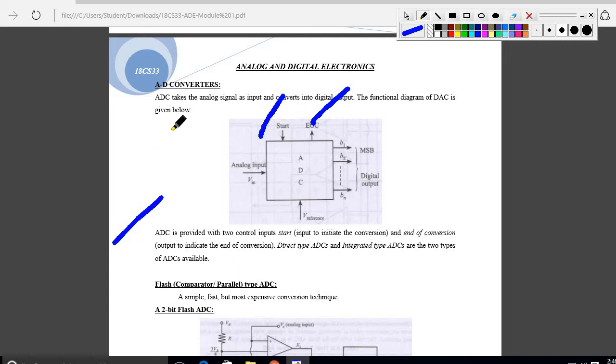So the AD converter is mainly to convert the analog signal into a digital signal, and the block diagram of the AD converter looks like this, consisting of the analog input and the digital or binary outputs. When V reference has been given to the ADC, and the conversion has to start from start, EOC represents end of conversion, which results in the output. So the two types of ADCs available are the direct type and the integrated type ADC.